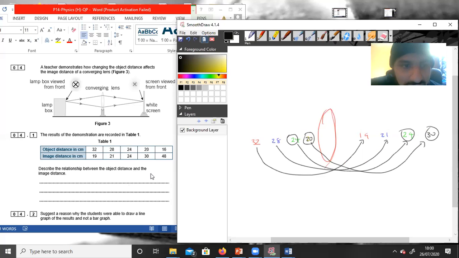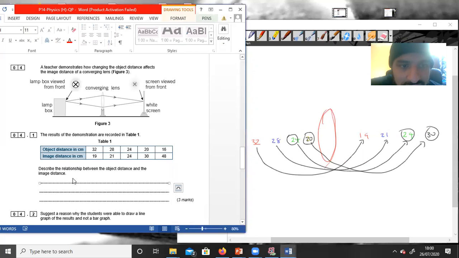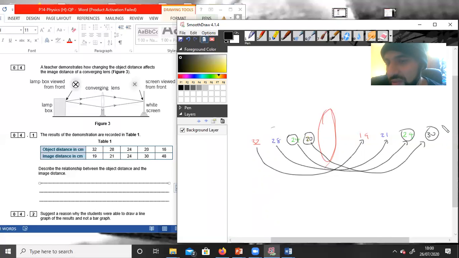There's a relationship there. Describe the relationship between the object distance and the image distance. Well, as your object gets closer, your image gets further, okay? So the closer your object gets, the more it gets pushed out on this side. It's like pushing toothpaste through a tube. If I push more and more toothpaste, it gets further and further out on this side. So this is a 3-mark question.